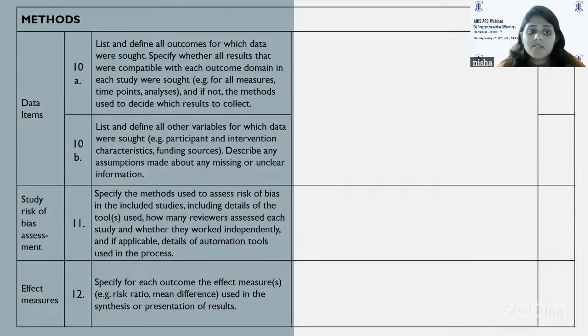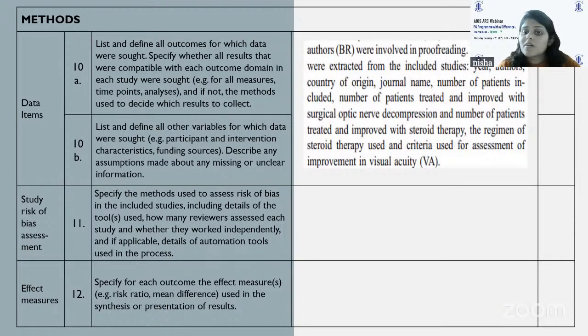So the next one is data items. That is the 10th point in the checklist. That is further divided into 10A and 10B. So here they have mentioned what kind of data was extracted from the studies that were included. That is the country of origin, the authors, the number of patients who had undergone the surgical treatment and had shown improvement, and the number of patients who had undergone the steroid therapy and also shown improvement in visual acuity. But at the same time, 10B, which is basically to list and define all other variables for which data was sought, that criteria was not met.